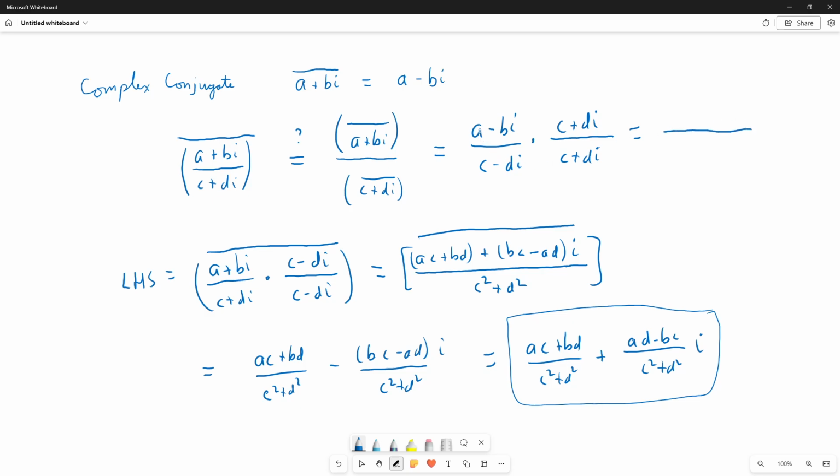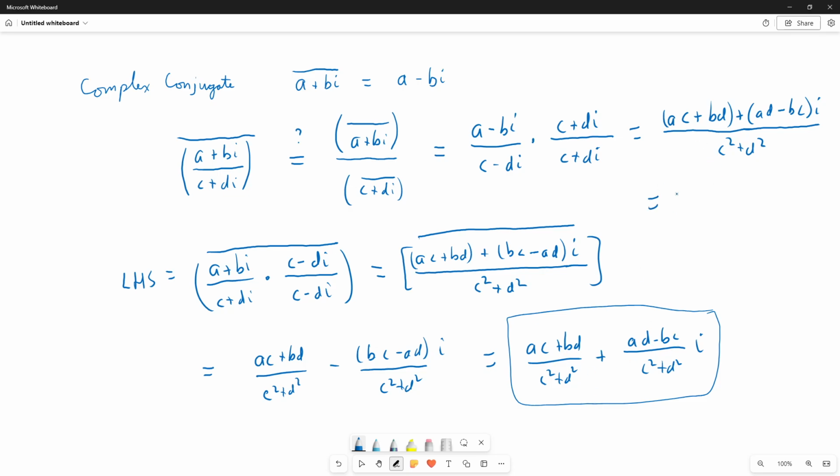Now in the numerator, we get a real part of ac plus bd, and then an imaginary part of ad minus bc. And this is over, again, c squared plus d squared. And then when we divide the real part and the imaginary part of the numerator by this real number c squared plus d squared, we get this expression here.